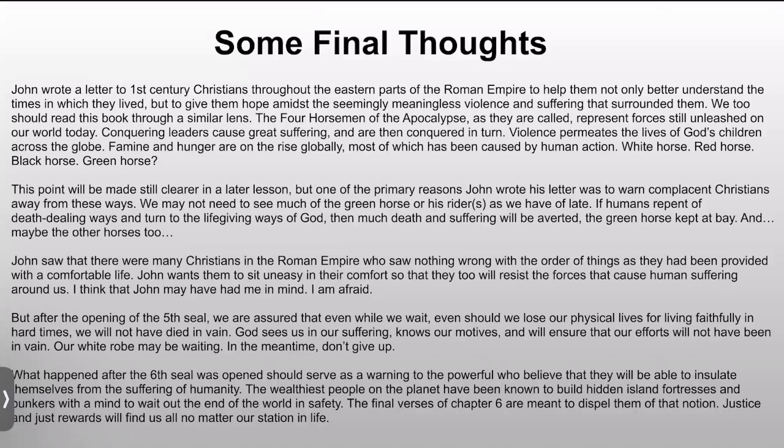Maybe not. This point will be made still clearer in a later lesson, but one of the primary reasons John wrote this letter was to warn complacent Christians away from these ways. We may not need to see much of the green horse or his riders as we have of late. If humans repent of death-dealing ways and turn to the life-giving ways of God, then much death and suffering will be averted. The green horse kept at bay, and maybe the other horses too. John saw that there were many Christians in the Roman Empire who saw nothing wrong with the order of things, as they had been provided with a comfortable life.